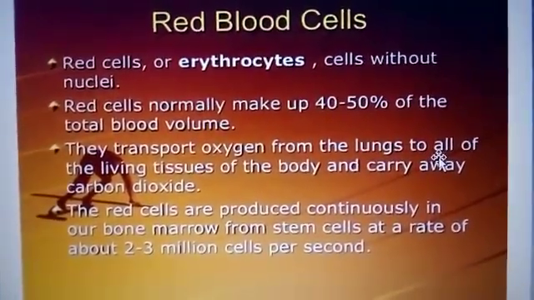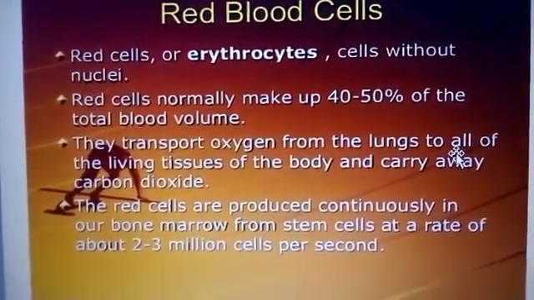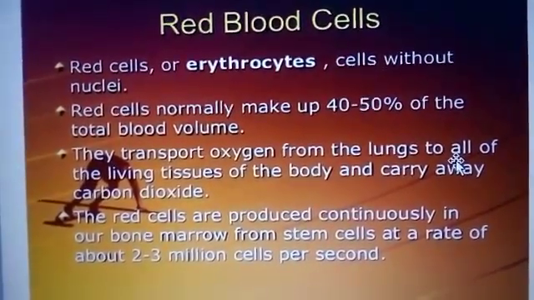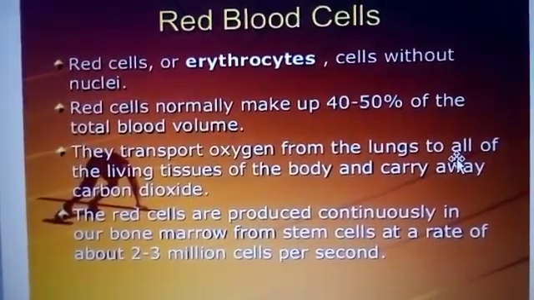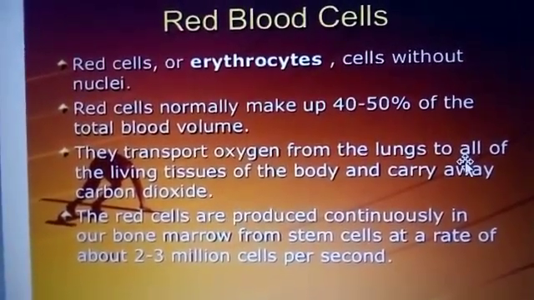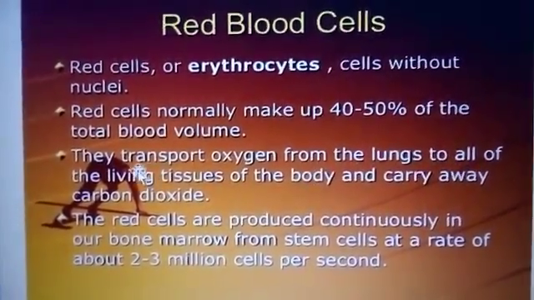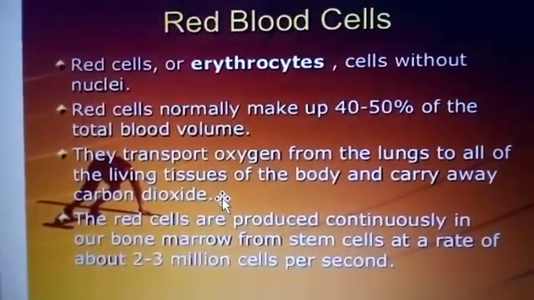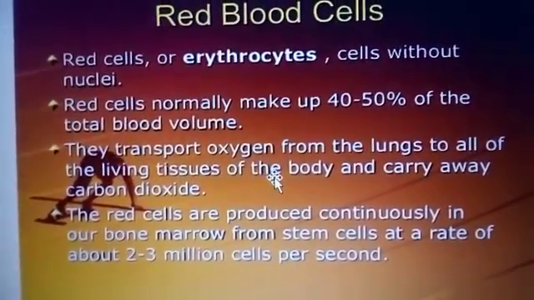These are cells without a nucleus. When these cells lack the nucleus, that space can be filled with hemoglobin, and hemoglobin can combine with the oxygen molecule, so the transport of oxygen is more efficient by the red blood cells. Red blood cells normally make up 40 to 50% of the total blood volume. Again, the main function of the red blood cells is the transport of oxygen and carbon dioxide. So when the question comes, what is the main function of red blood cells? You can say it transports oxygen in the body.